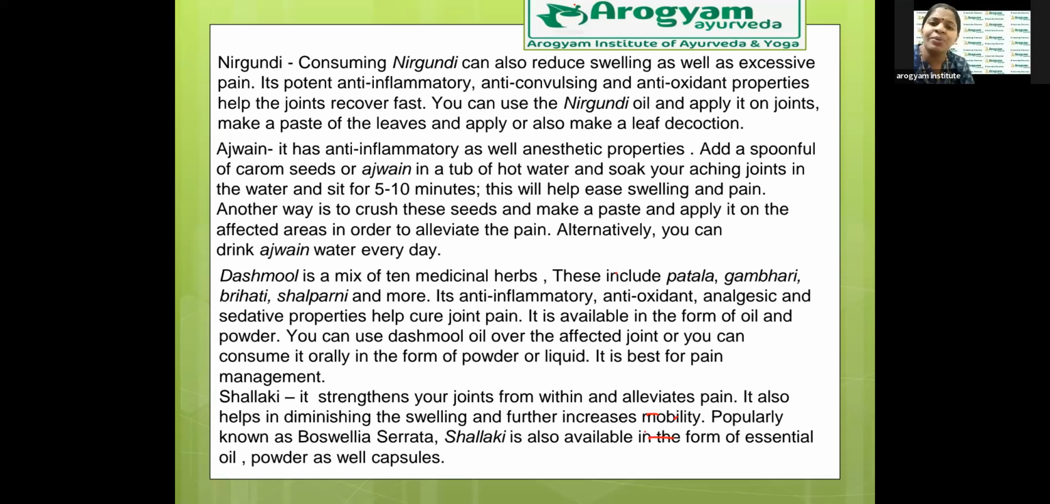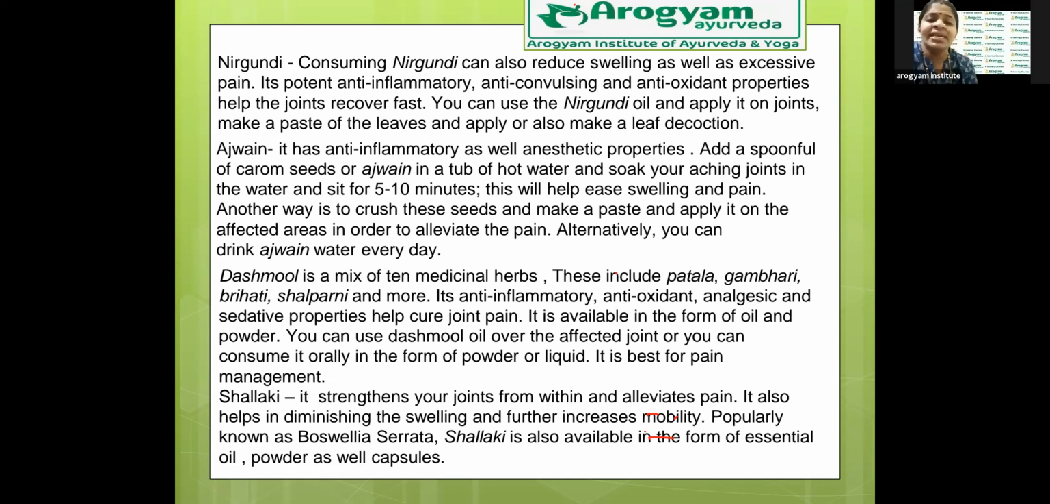Dashmul के कषाय को भी use करके हम basti, that is we give this enemas with this dashmul kashai. Then shallaki, it strengthens your joints from within and alleviates pain. It also helps in diminishing the swelling.